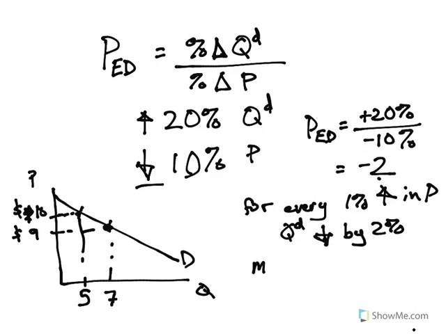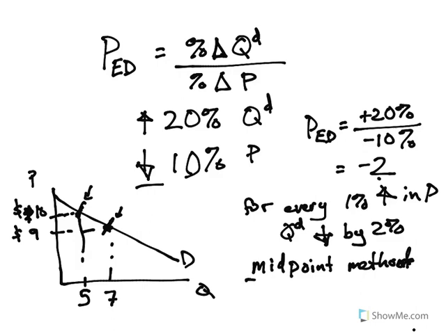Now, one of the more common ways to do this is using a method called the midpoint method. And one of the reasons why this is a popular method is when we use this method, it doesn't matter which one's our starting point. It doesn't matter if we start at a price of $9 or a price of $10. With other methods, it actually does matter which price is your initial price. This one, it doesn't matter.